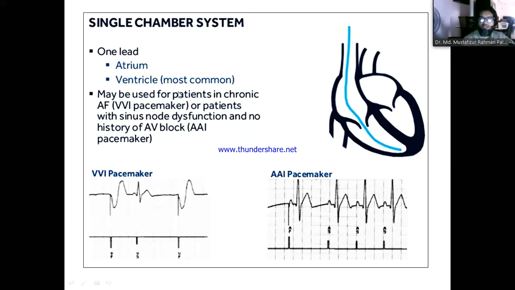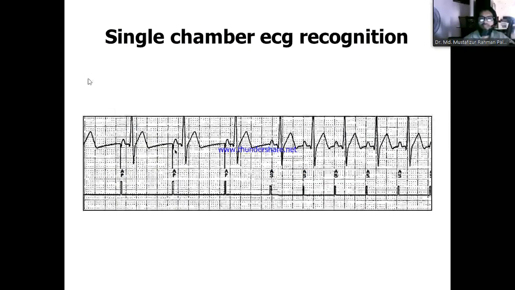It may be used for patients in chronic atrial fibrillation, the VVI pacemaker, or in sick sinus. If sinus node dysfunction is the problem, and the AV node and the lower part of the conduction system are okay, then we can implant a single chamber atrial pacemaker. The atrial pacemaker will generate the impulse and it just carries on through the AV node and the lower system as normal. So there is no need to implant a ventricular lead. It is known as the atrial pacemaker, the AAI pacemaker, or the VVI pacemaker.